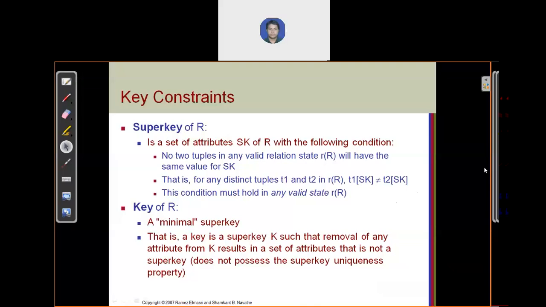So let's define key constraints briefly. Key constraint means in every relation there is a number of tuples, and each tuple must be distinct. Distinct means must be unique. There are no two records in a table with the same values. You cannot store two records having the same values.